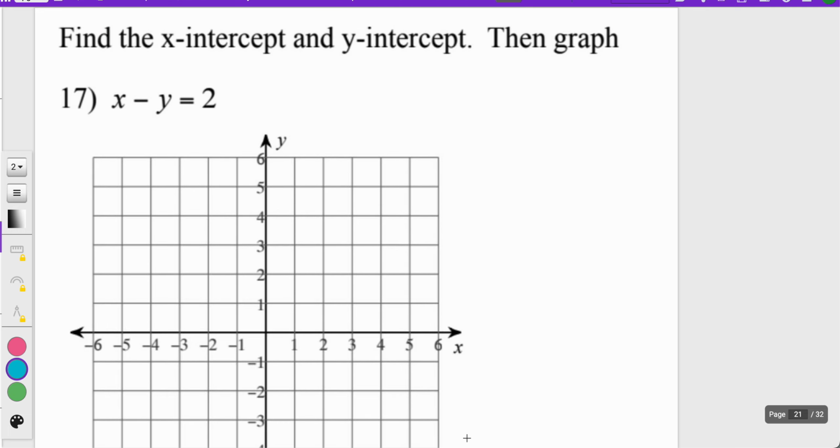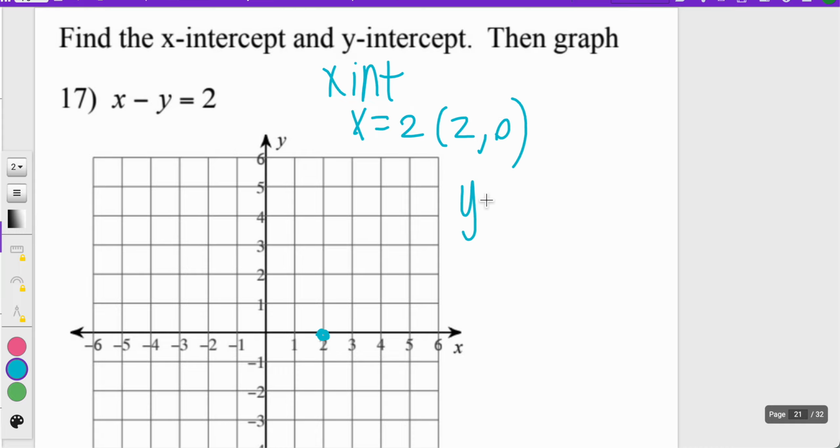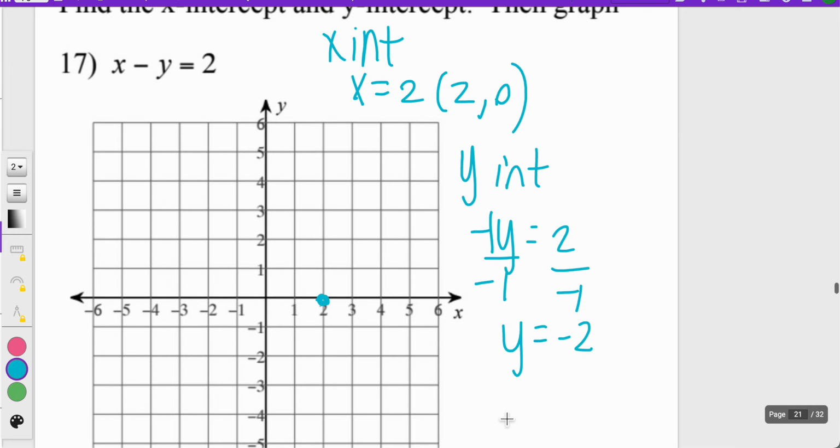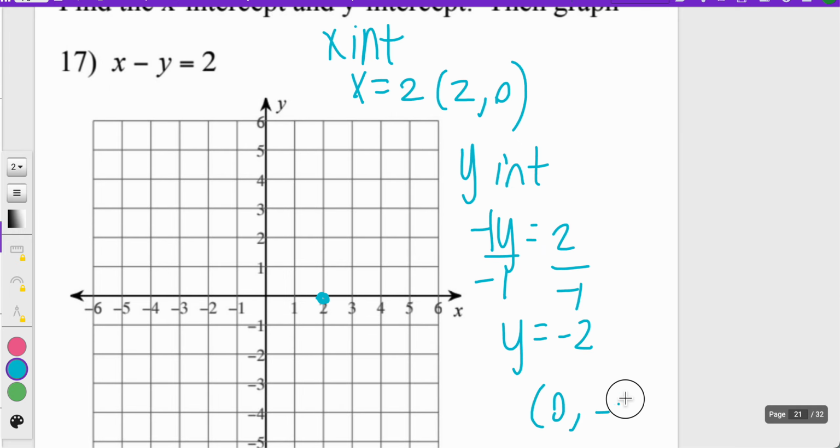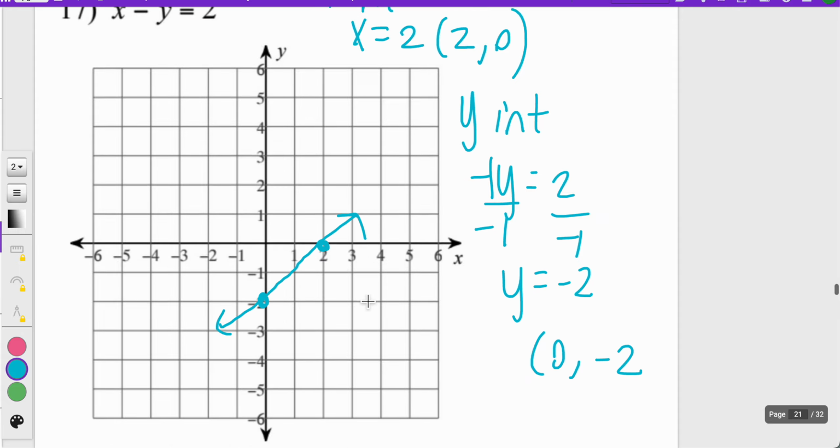Now we're going to actually find the x and y-intercept and plug those in for the last few. So my x-intercept is when I have just my x, so x is equal to 2, so that's 2, comma 0, which would end up here. And then my y-intercept, I have negative y is equal to 2, but I'm going to divide that by negative 1, so y is equal to negative 2, so that's 0, comma negative 2, which would be here. So my straight line is a positive slope.